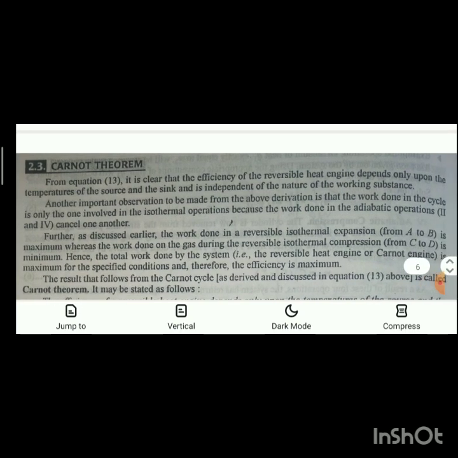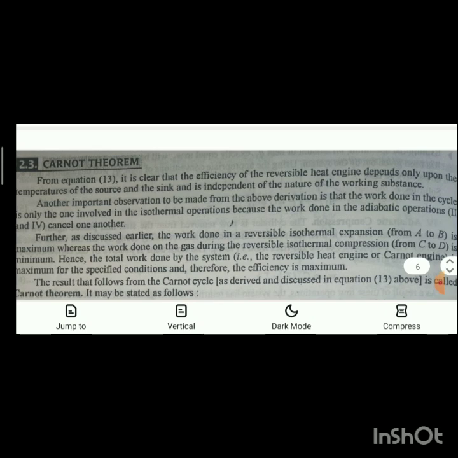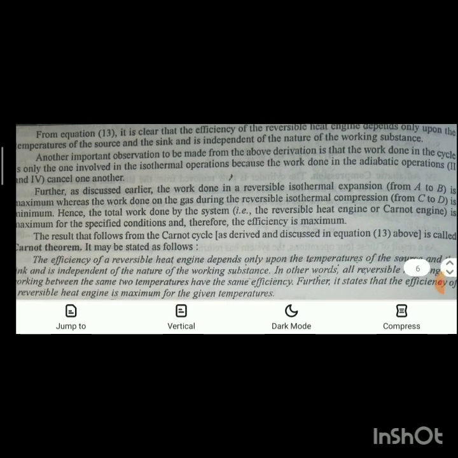Carnot theorem. From equation 13, it is clear that the efficiency of the reversible heat engine depends only upon the temperature of the source and the sink and is independent of the nature of the working substance. Another important observation from the above derivation is that the work done in the cycle is only the one involved in the isothermal operation, because the work done in the adiabatic operations cancel one another.